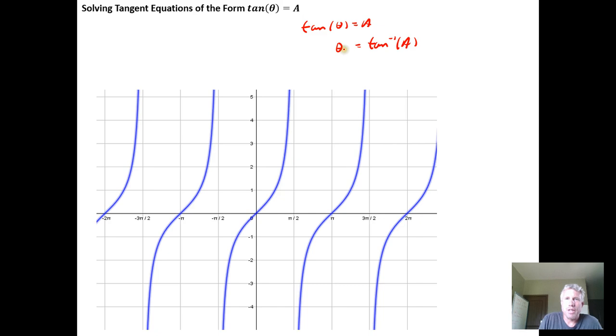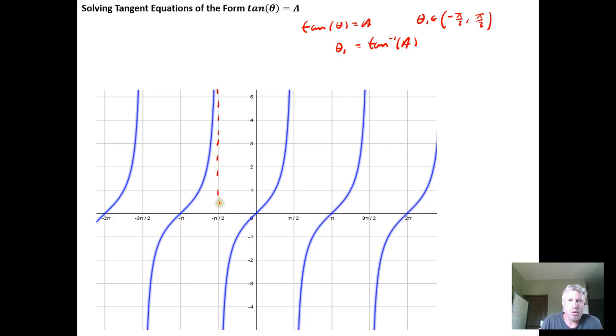we know that this is just going to give us a single angle. I'm going to call it theta sub 1. And the tangent inverse only gives us an angle between negative pi over 2 and pi over 2. This is because we had to constrain the domain of the tangent function in order to define the inverse tangent function. In fact, that should even be an open interval. It's going to give us an angle on the open interval from negative pi over 2 to pi over 2.